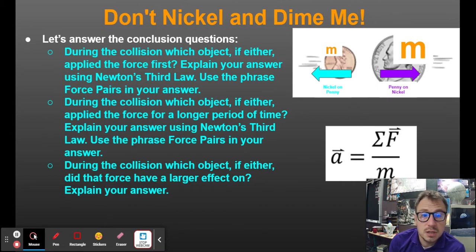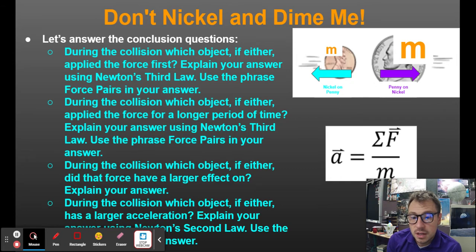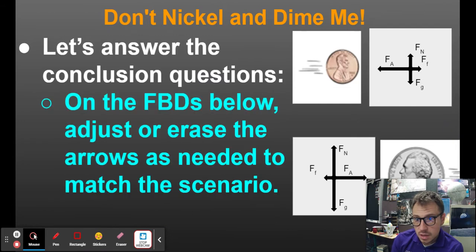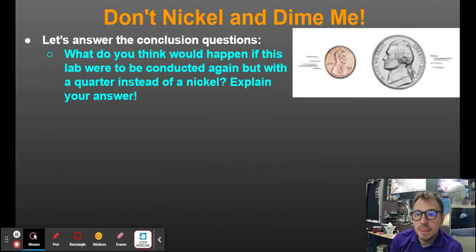The reason is because the mass, the resistance to that force, of the penny is going to be lower than the resistance to the force of that nickel. So we know that the penny is going to have a larger acceleration because the ratio of that net force to mass is going to be a lot larger. These are the free body diagrams of what happens during that collision.